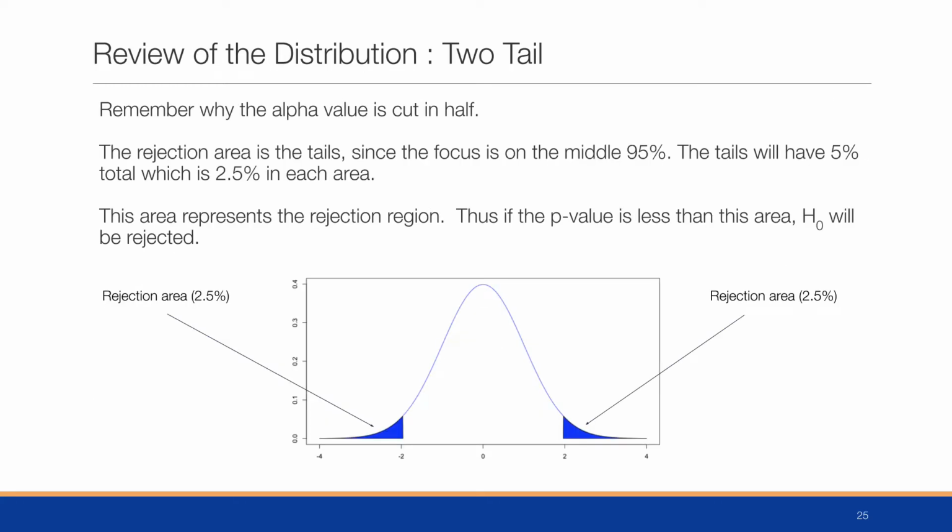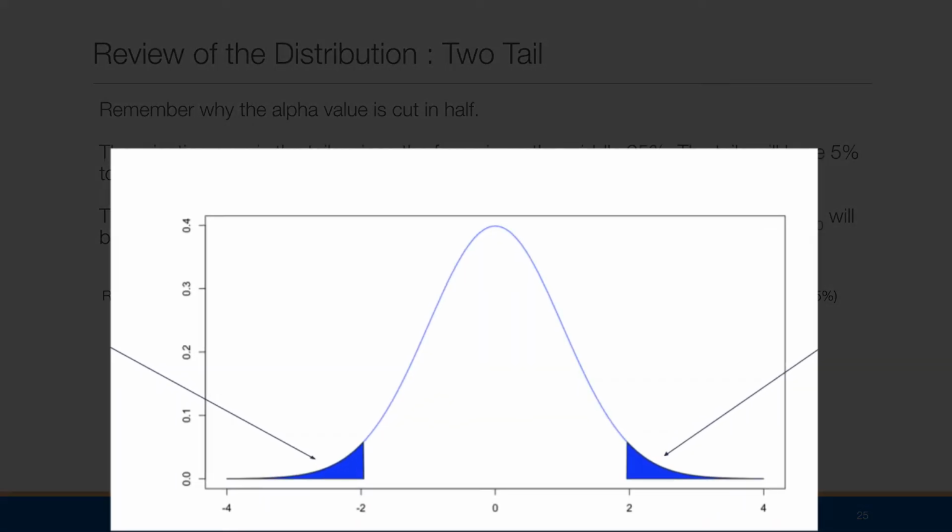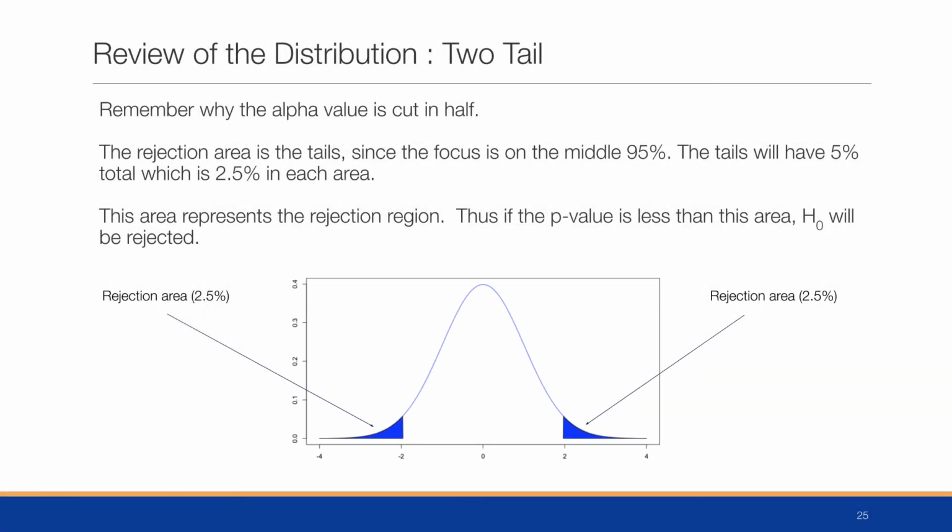Let's remember why we're cutting that alpha value in half. If the rejection region is in the tails and the focus is on the middle 95%, the tails will have an area of 5% in total, which means 2.5% in each area. This area represents the rejection region. Thus, if the p-value is less than this area, then H0 will be rejected.